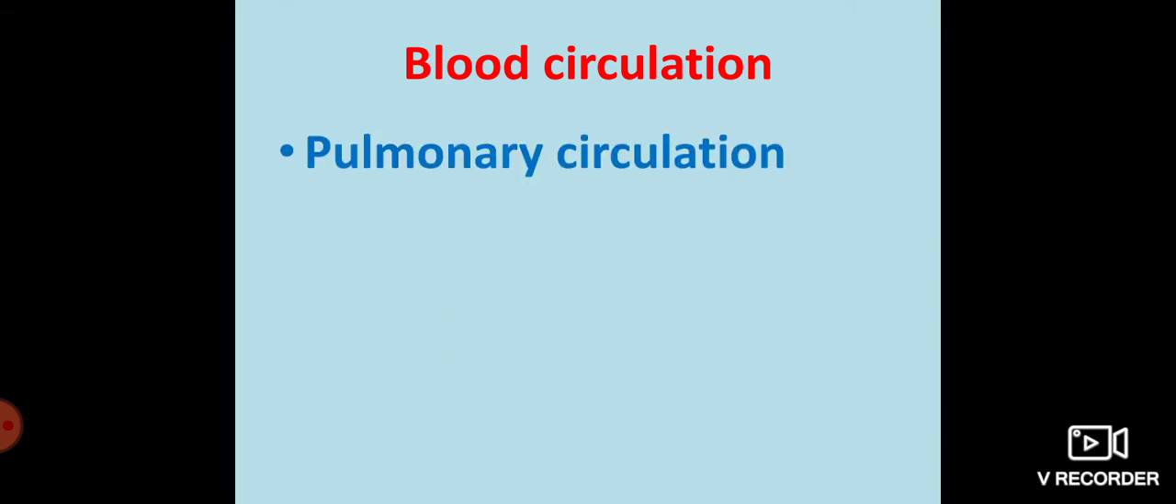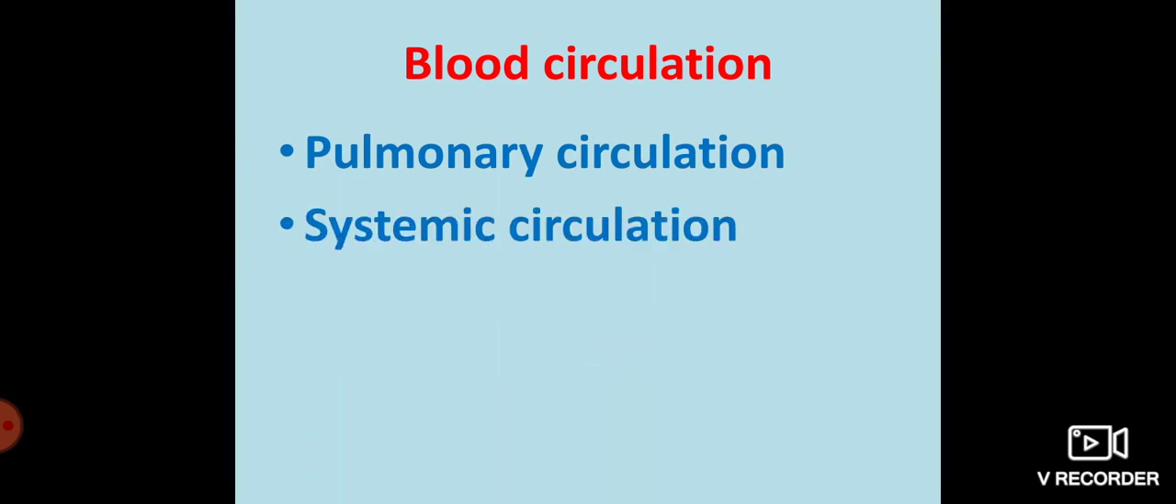There are two types of blood circulation seen in the human body. Which are they? They are the pulmonary circulation and systemic circulation.